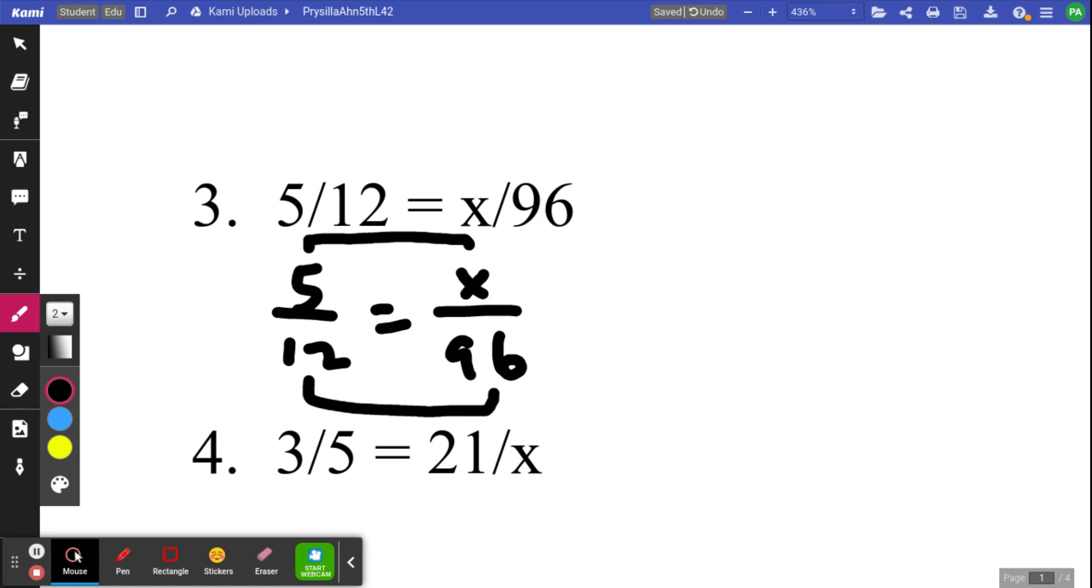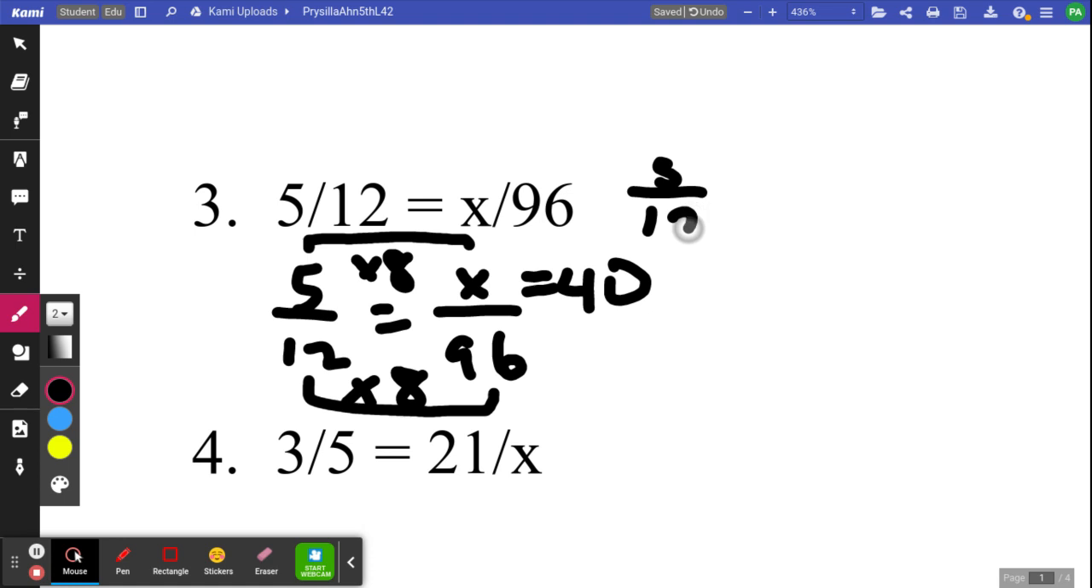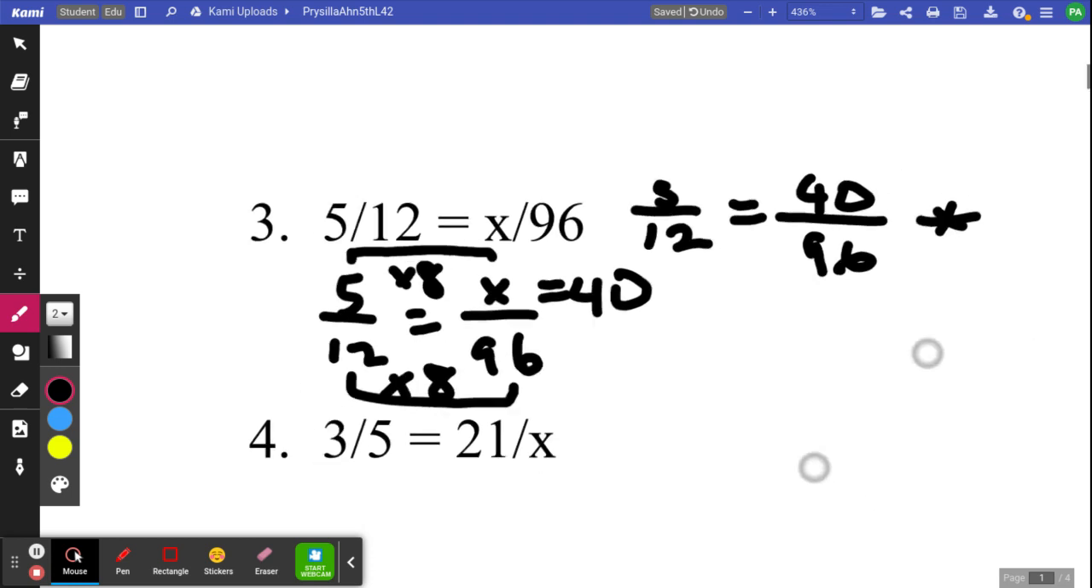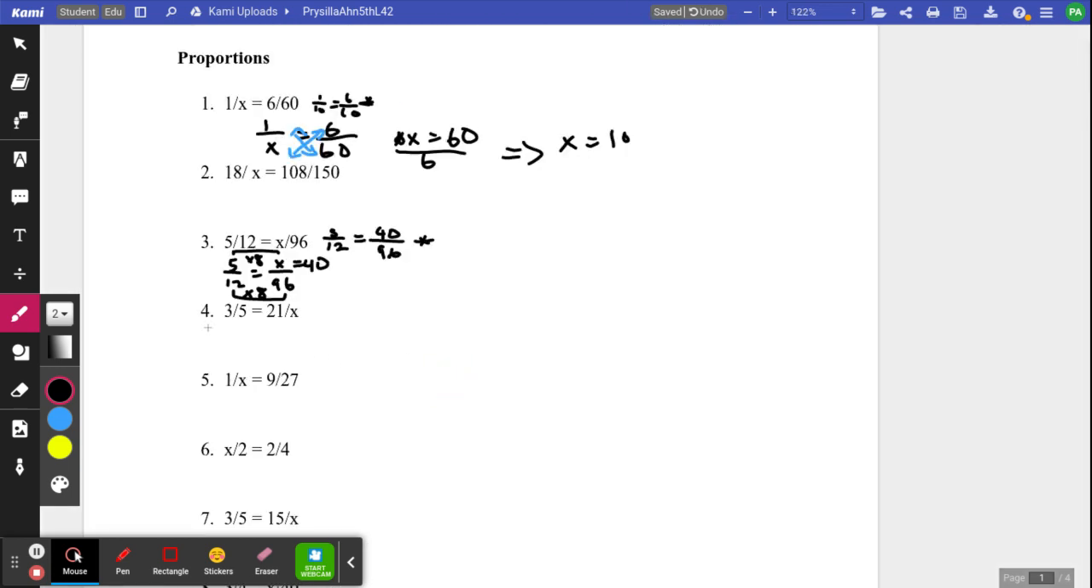When you think about it, 12 times 8 is equal to 96. So that's the relationship, times 8. And remember, what you do to one side, or in this case, what you do to the bottom, you do to the top. So now you have to times 8 with 5, and 8 times 5 is 40. So your new fraction becomes 5 over 12 is equal to 40 over 96. And once again, just true. But both ways are very simple, and you get the answer very quickly.